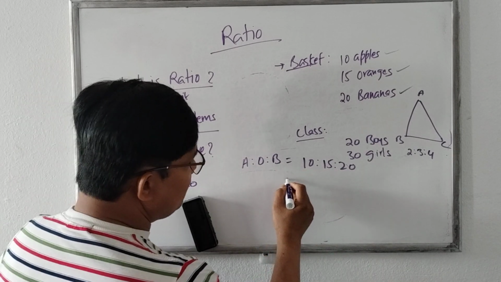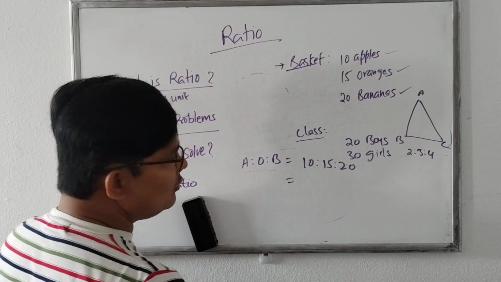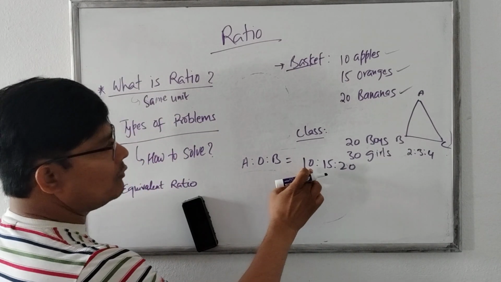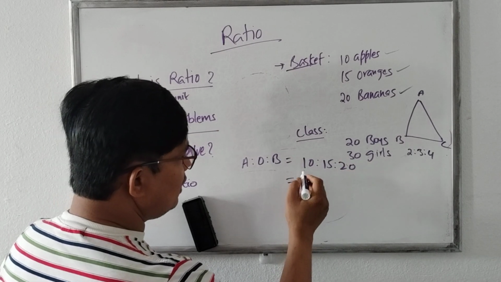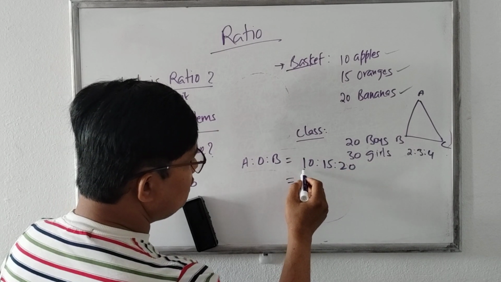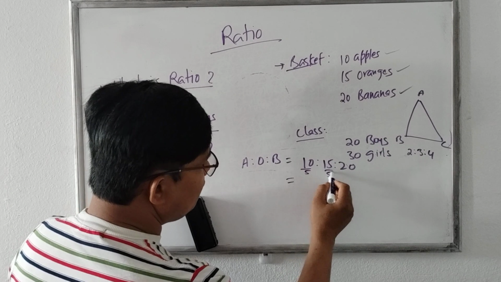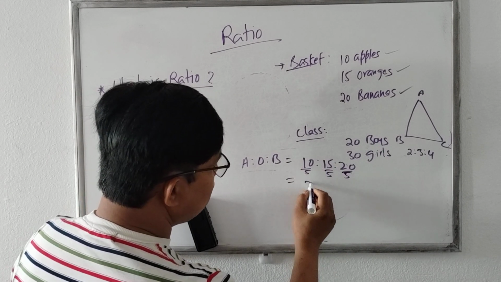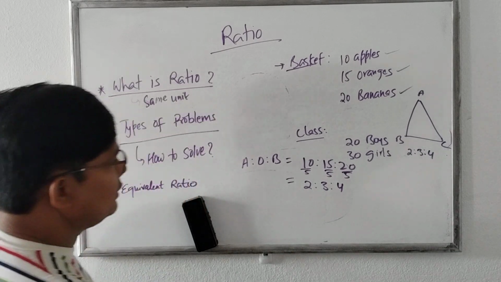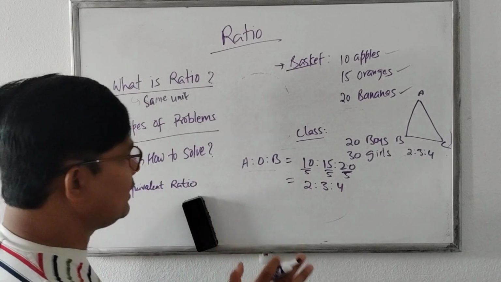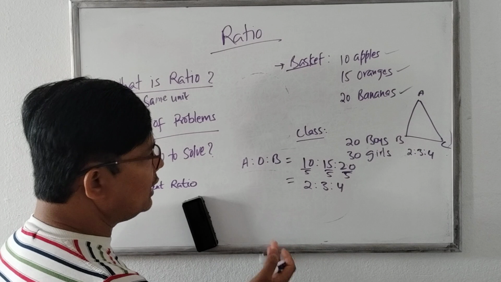But you can also simplify it. To simplify it, you have to find the common factor. What is the common factor between 10, 15 and 20? It's 5. So what I will do, I will divide all these three numbers by 5. And then I will get 2 ratio 3 ratio 4. This will be one type of problem, very basic, like you are given the quantity and you have to find the ratio.